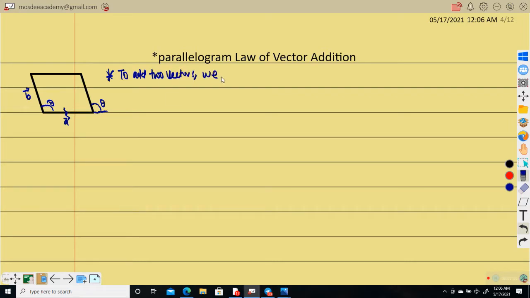we place both vectors at a common point. As you can see here, my dear students, this is the first vector, this is the second vector, and this is their common point. So by placing them together at a common point, we complete the parallelogram.